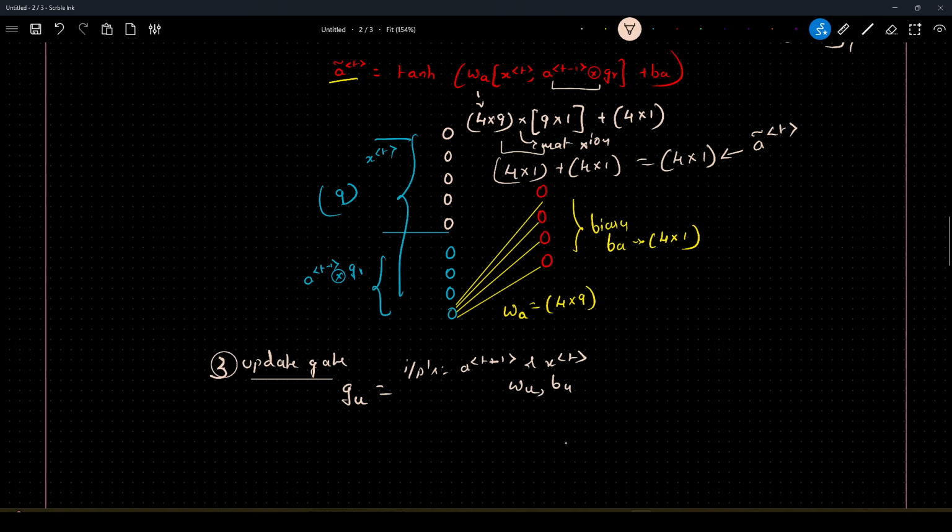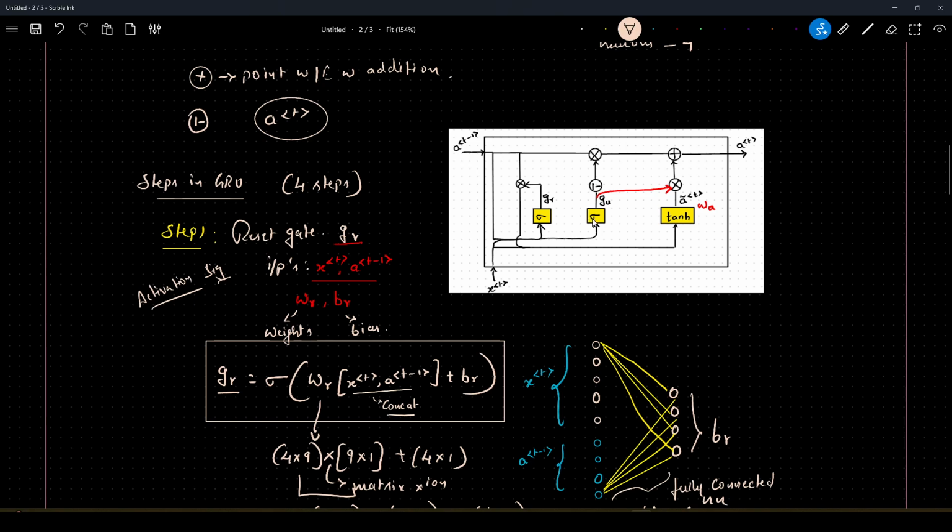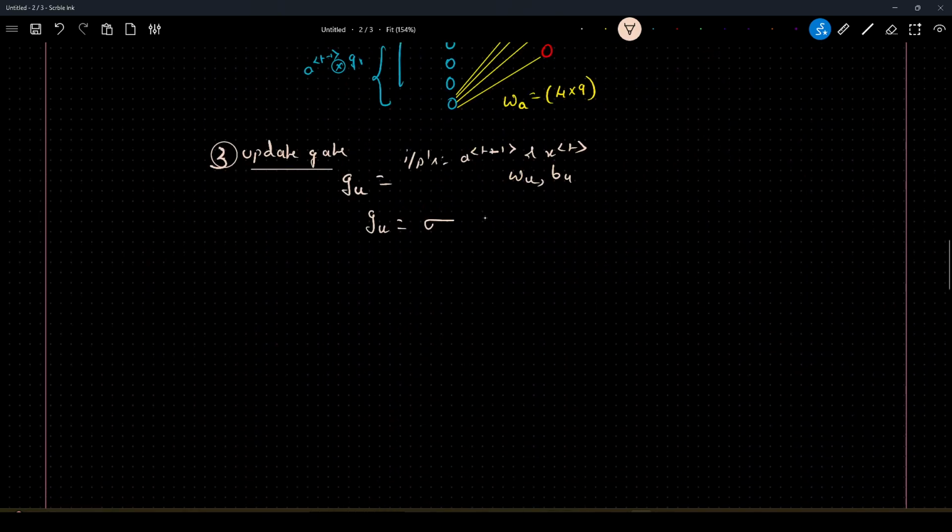Now let's write out the formula. As you might have already guessed, it will be a sigmoid activation function here. So sigmoid of WU times the concatenation of Xt, At minus 1, plus BU. Dimensions, you can work this out as an assignment and you will find that GU will also be of dimension 4 cross 1. It has to be, otherwise we are doing something wrong. And it will be 4 cross 1.